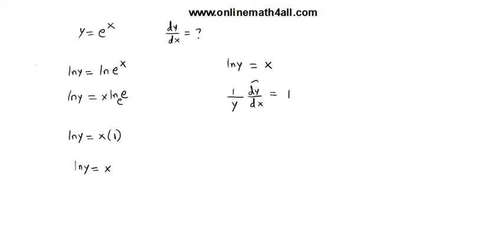Now my aim is to get dy over dx, so I don't want this 1 over y. To get rid of this 1 over y, I need to multiply both sides by y. So this y will cancel out, and we get dy over dx is equal to y. We already know that y is equal to e to the power x, so y can be replaced by e to the power x. Now it's clear, the derivative of e to the power x is the same e to the power x.